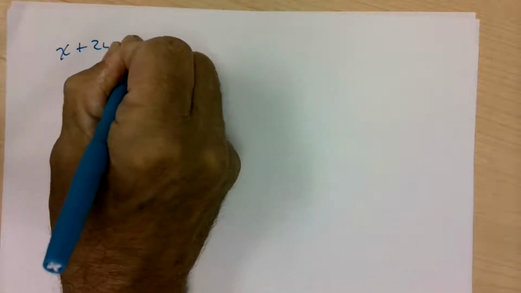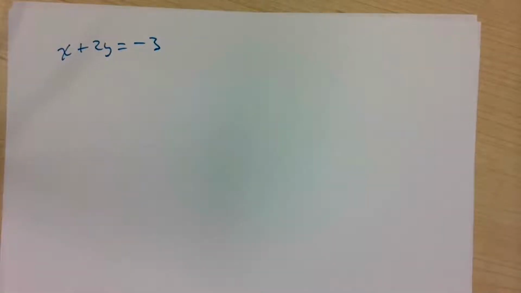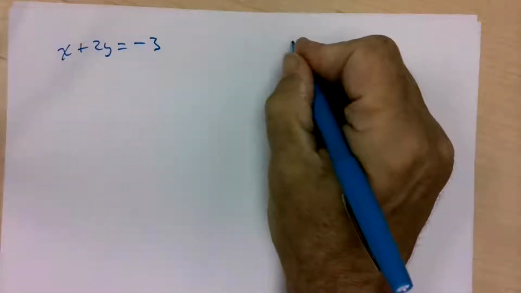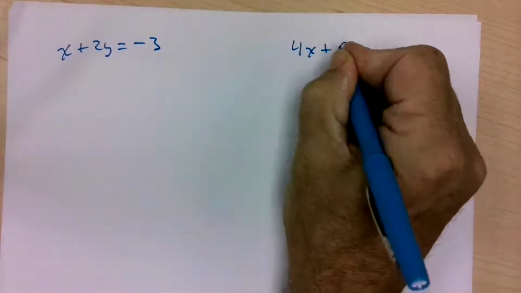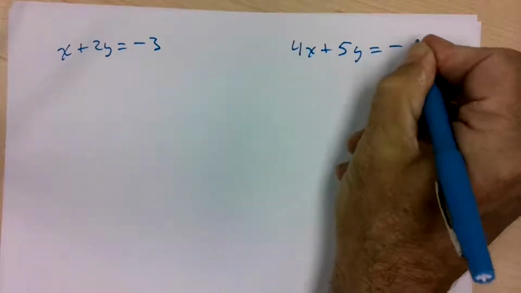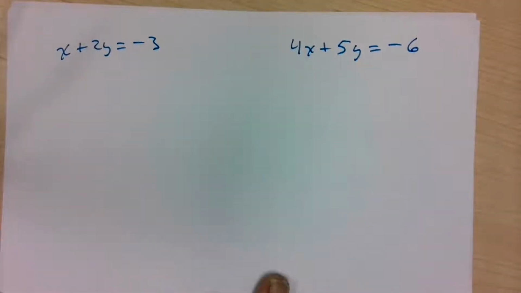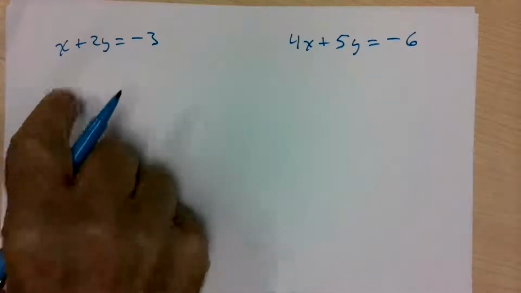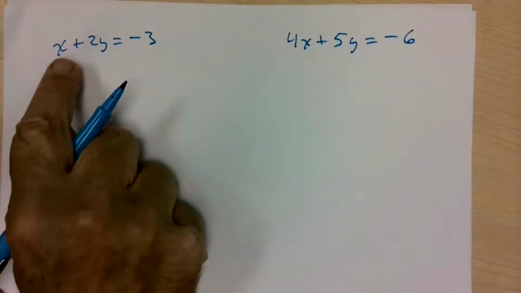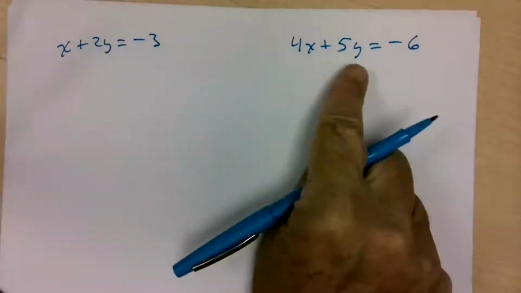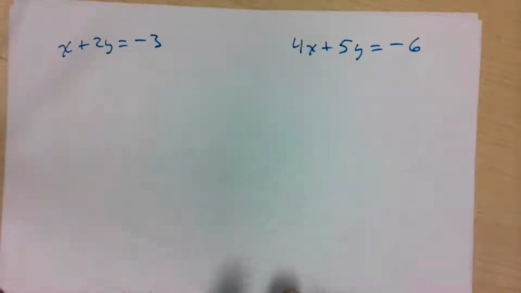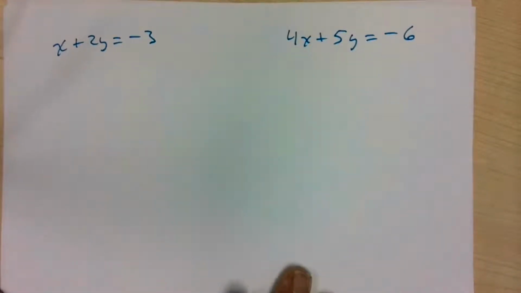x plus 2y equals negative 3, and 4x plus 5y equals negative 6. We want to find the easiest variable to solve for, and that would be this x, because that has a 1 next to it. 5y, 4x, 2y. If I solve for any of those, that's going to require me to go to fractions.